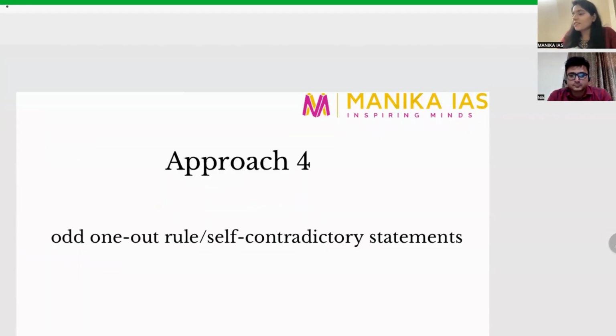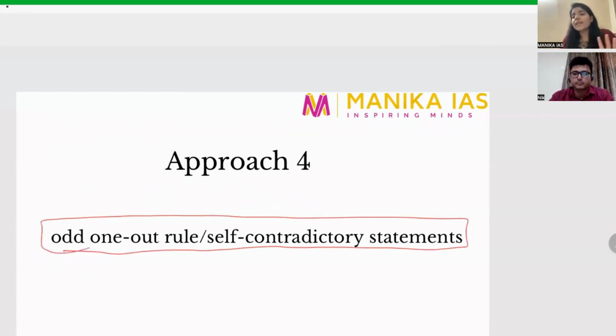Okay, thank you. So let's come to the next approach, which is the odd one out rule or the self-contradictory statement. Many times you'll read a question and figure out that three statements are in sync with each other, but one is not in sync. The chances are that the statement not in sync is your answer. Or sometimes two statements are contradictory, like in the previous question, we saw that the first and third cannot coexist. So you know something is fishy there, something is wrong, something is right. This will help you in understanding.